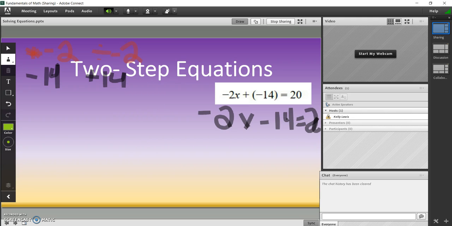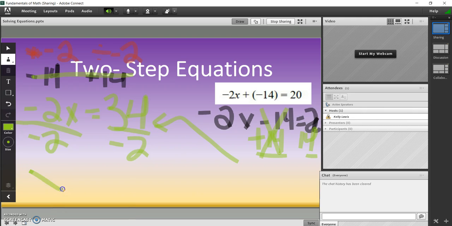All right, so we need to add 14 to both sides. So this cancels and we get 0. Coming over here, negative 2x equals 20 plus 14, which is 34. Then that negative 2 is being multiplied, so we're going to divide. 34 divided by 2 is 17, but it's a negative 2, so it's negative 17. And that's our answer. Let's do another one.